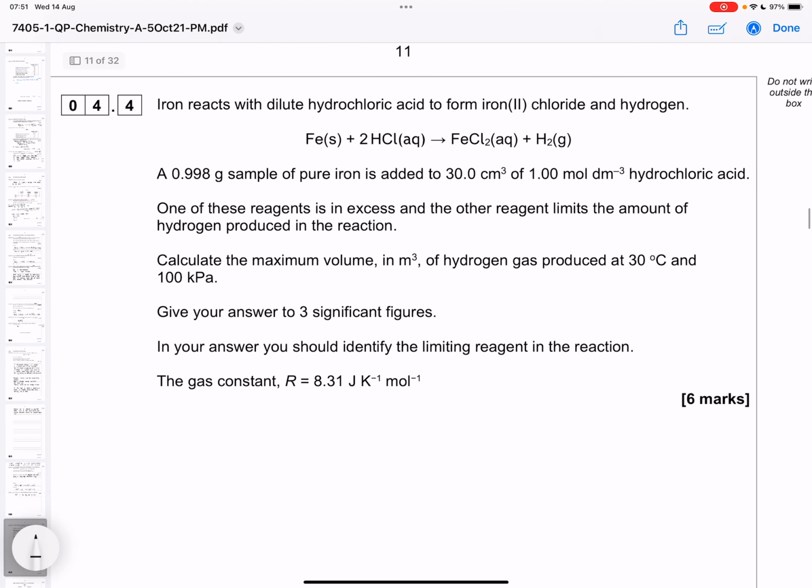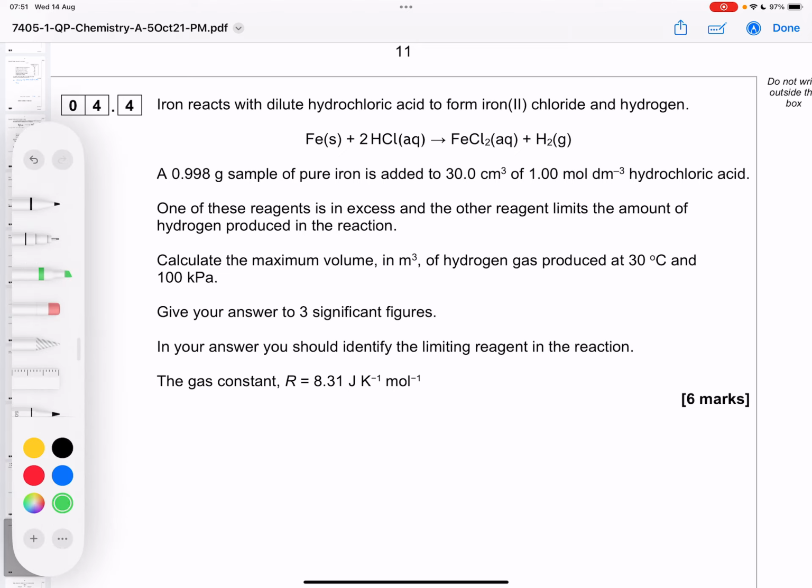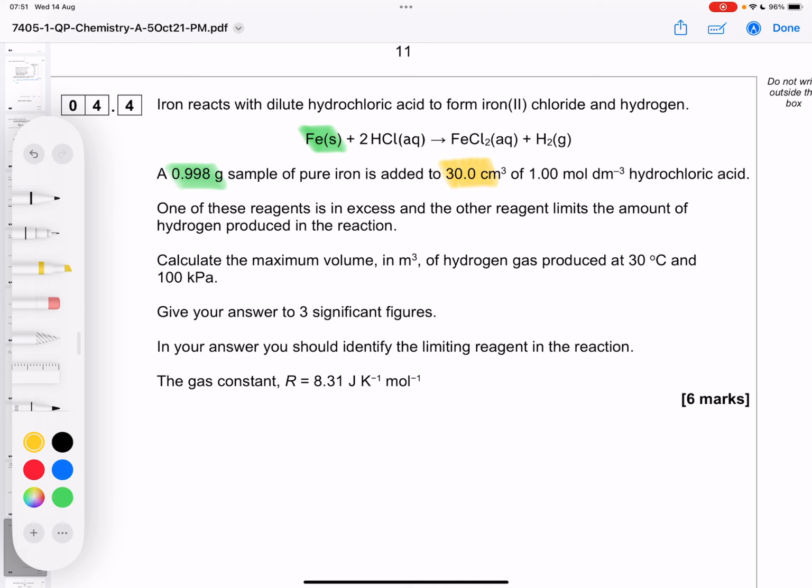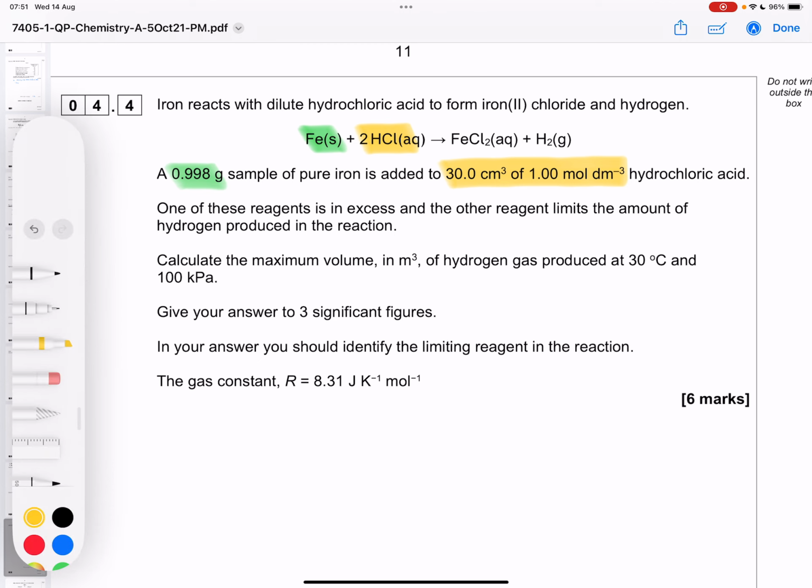And then we've got a calculation part to the question. Iron reacts with dilute hydrochloric acid to form iron(II) chloride and hydrogen. A 0.998 sample, so we've got 0.998 grams of iron, and then we've got 30 centimetres cubed of 1 molar hydrochloric acid. It says one of these is in excess and the other limits the amount of hydrogen produced. Calculate the maximum volume of hydrogen produced.